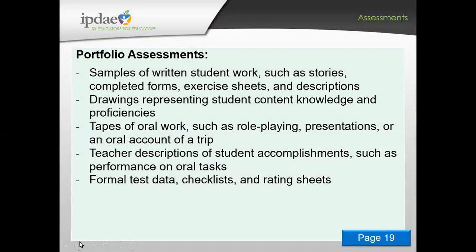There's portfolio assessments. There's samples of students' work that you may have gathered, stories, completed forms, exercise sheets, descriptions, drawings, tapes of oral work. Students can tape themselves role-playing. Teacher description of student accomplishments, formal test data, checklists, and rating sheets. There's one on here. It's not a portfolio assessment, but it's an easy one that you can do all the time. It's as simple as an exit ticket.